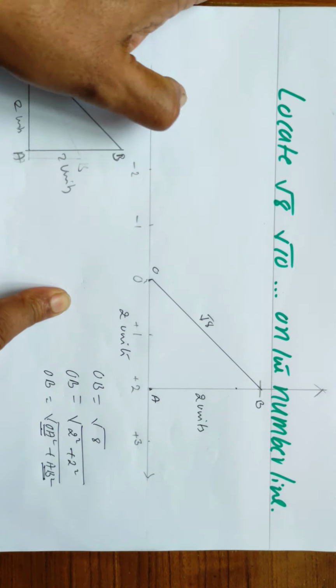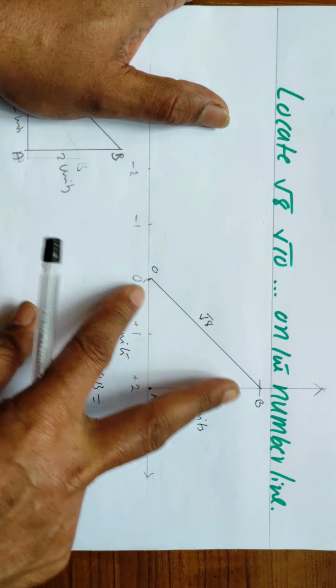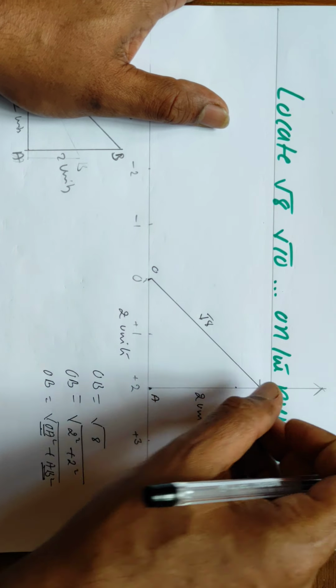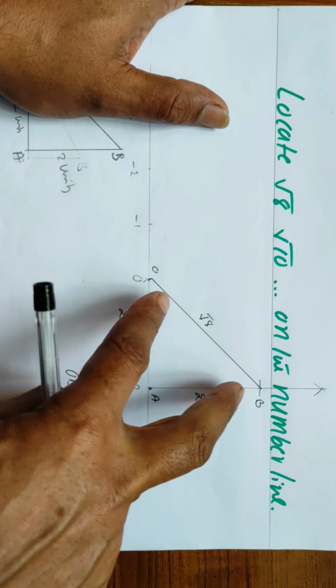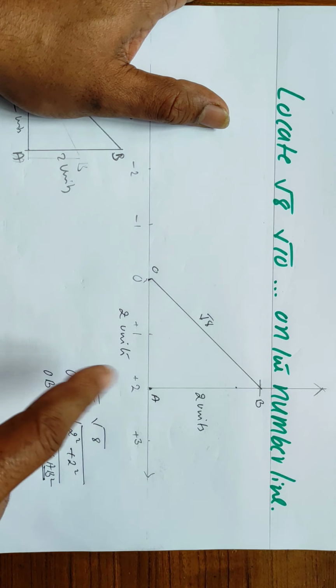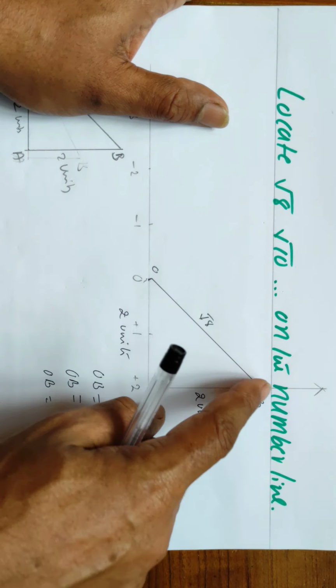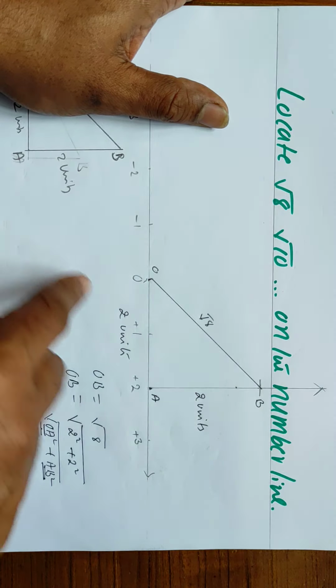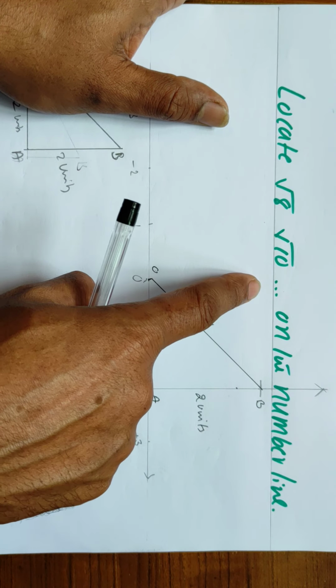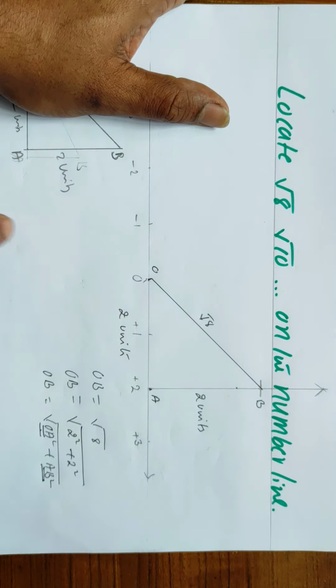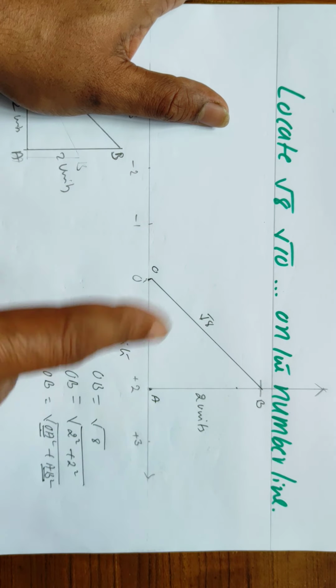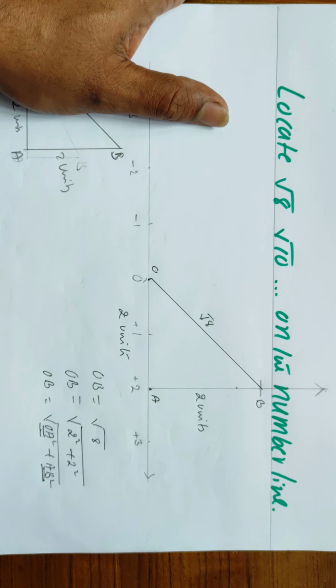So now what you have to do is making this one OB as base, that is hypotenuse of this triangle as base, and height is equal to 1 unit. You will get which one? As in the earlier cases, you will get root 9. And once again, hypotenuse as base and height is equal to 1 unit. You will get root 10.